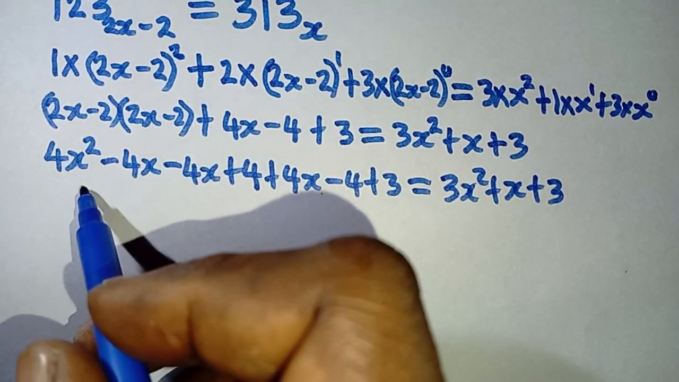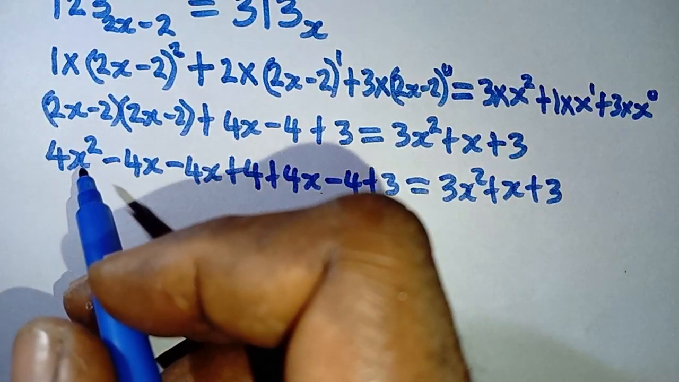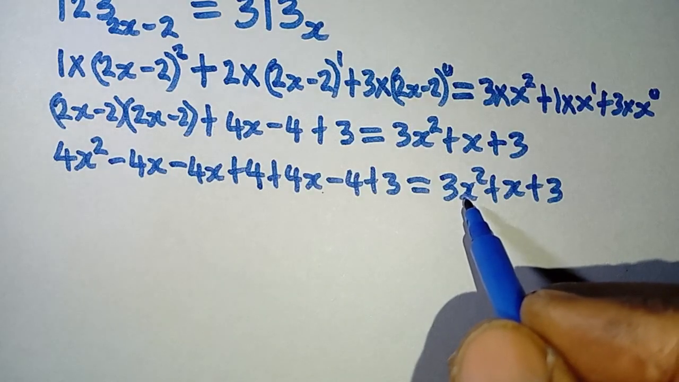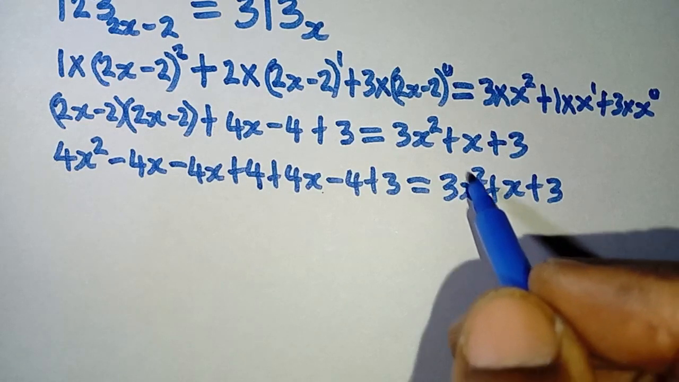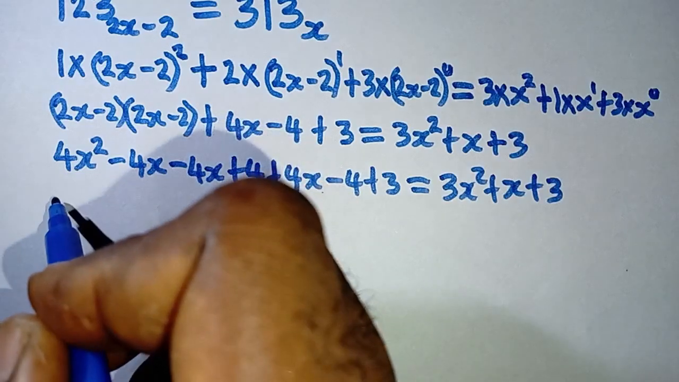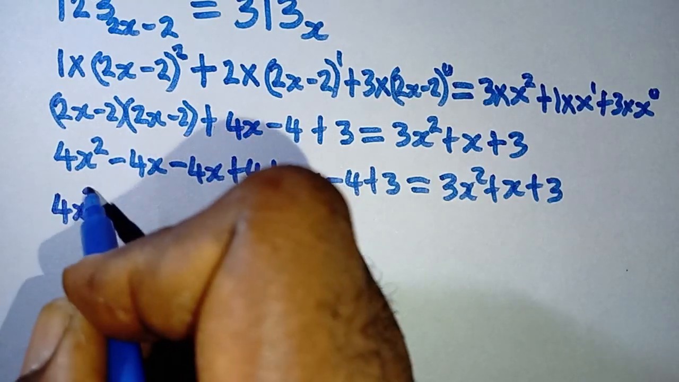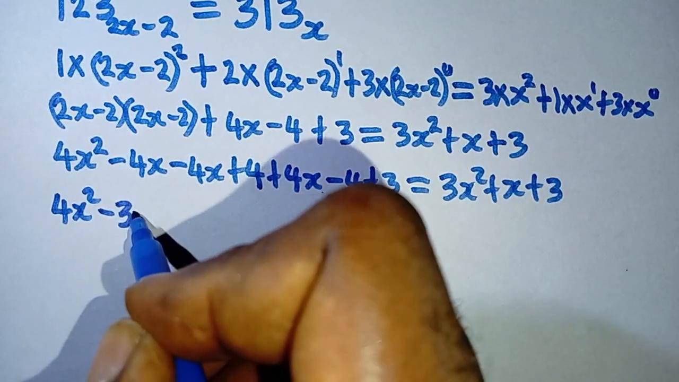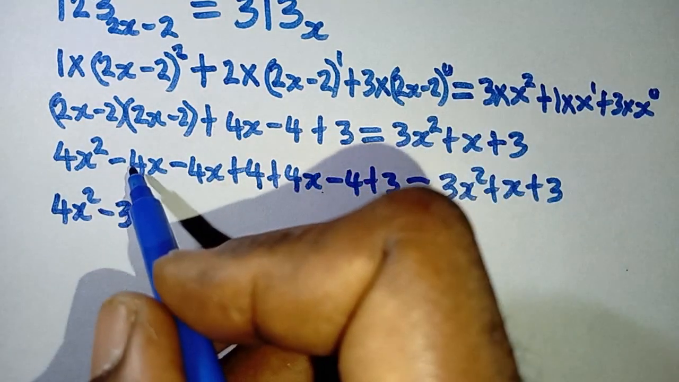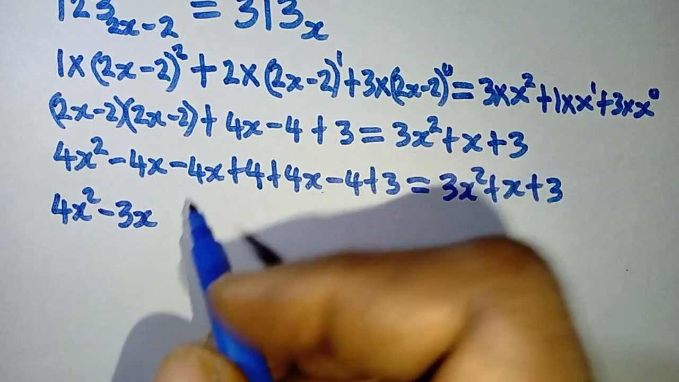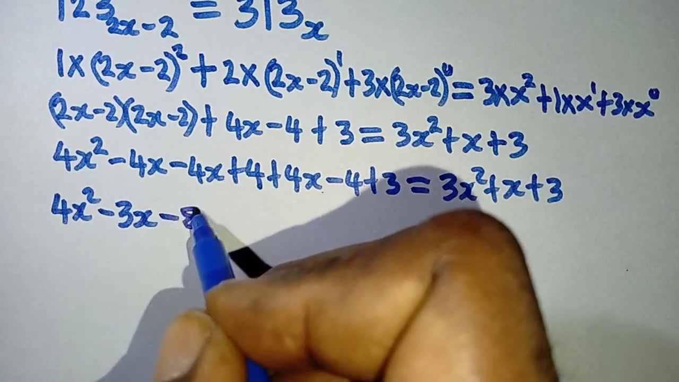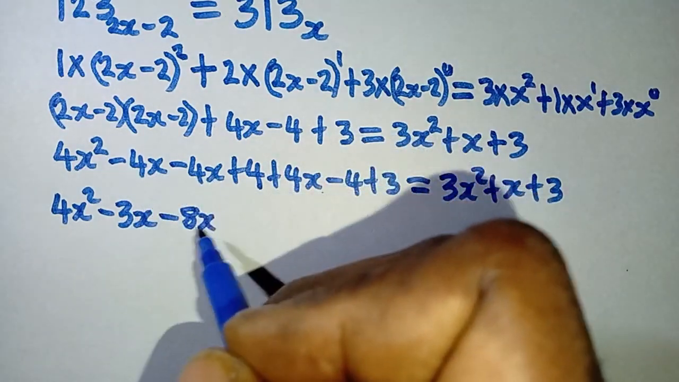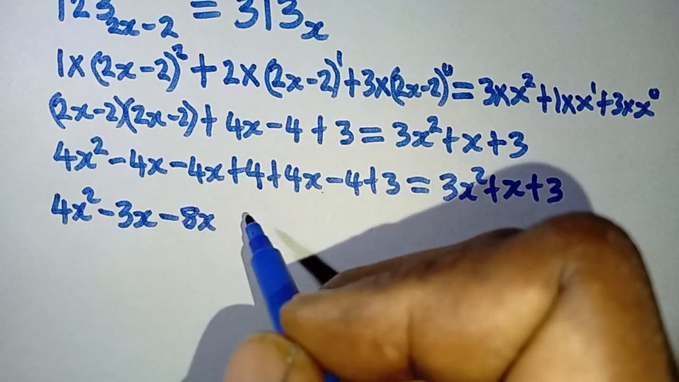Coming to the left hand side now, 4x squared, and this is 3x squared. So let me bring this 3x squared on the right hand side to meet the 4x squared, like collecting like terms. So 4x squared, when this positive 3x squared comes to this side, it becomes negative 3x squared. Then this is negative 4x and negative 4x. Negative 4x and negative 4x give me negative 8x.